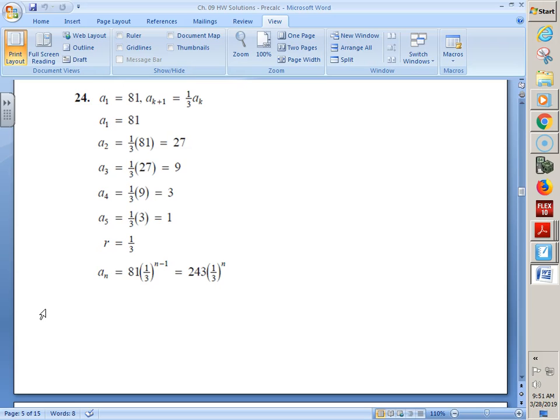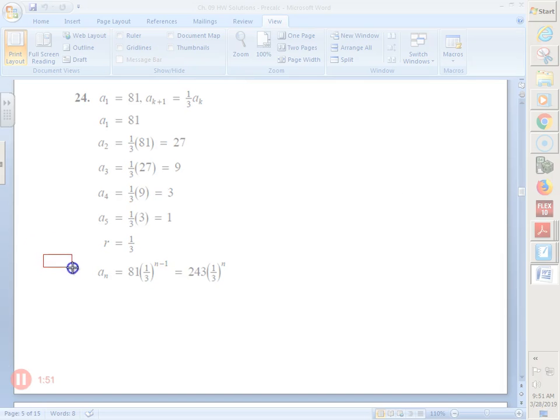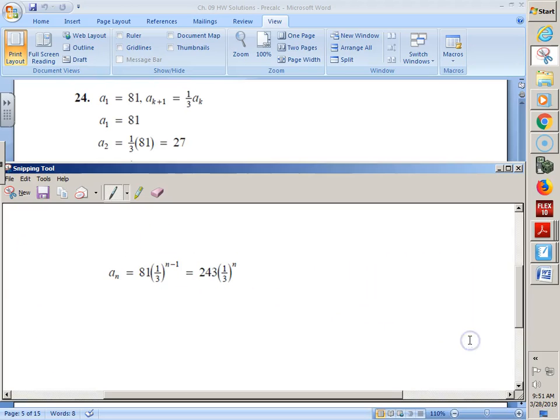An a sub n formula says, hey, take the first term. There he is, 81. Take the common ratio. Oh, I was multiplying by 1/3 every time. And then plug in the n minus 1. Whoa, whoa. What's going on here? How many of you guys wrote down 243, 1/3 to the n? Anybody? How many of you stopped here instead?